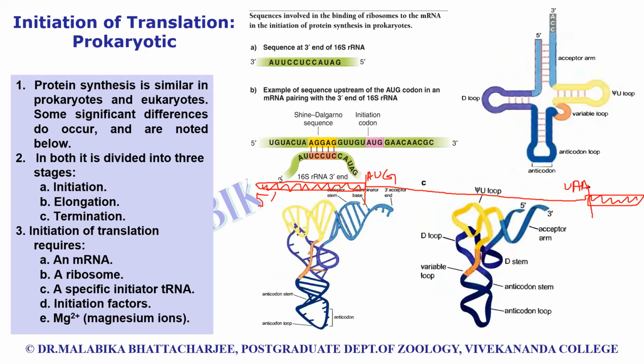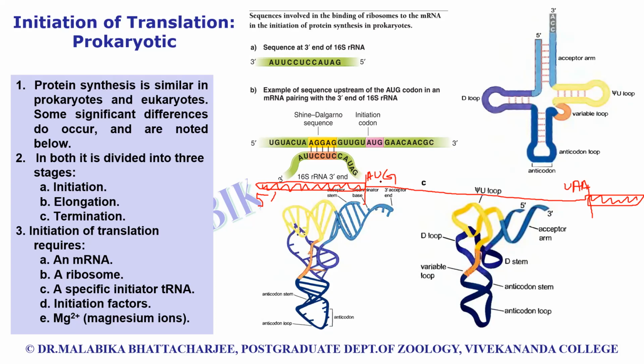Now, the mRNA, as you can see, is providing one piece of information to the ribosome, that AUG is the initiation codon, and it is from this AUG that the ribosome should translate or decode the information into a polypeptide. But this initiation codon is not sufficient to indicate to the ribosome exactly where to bind.